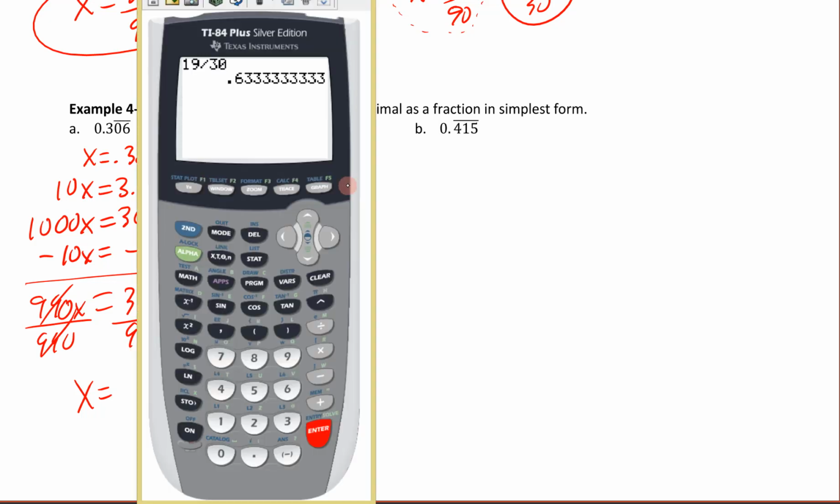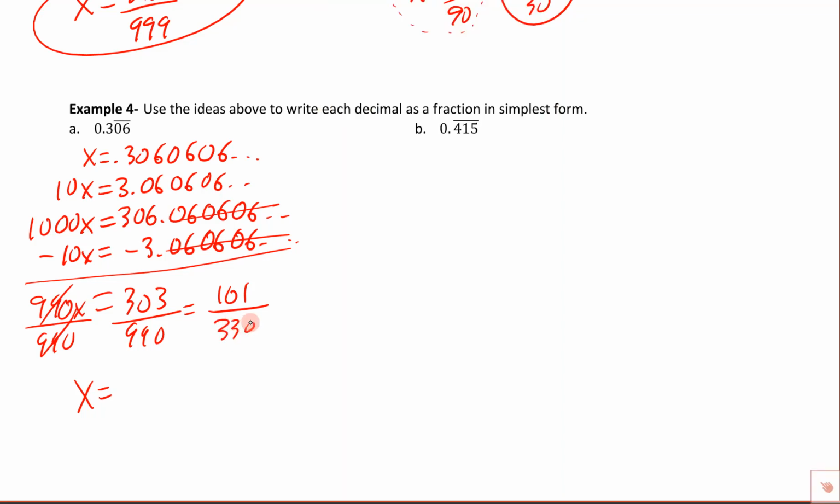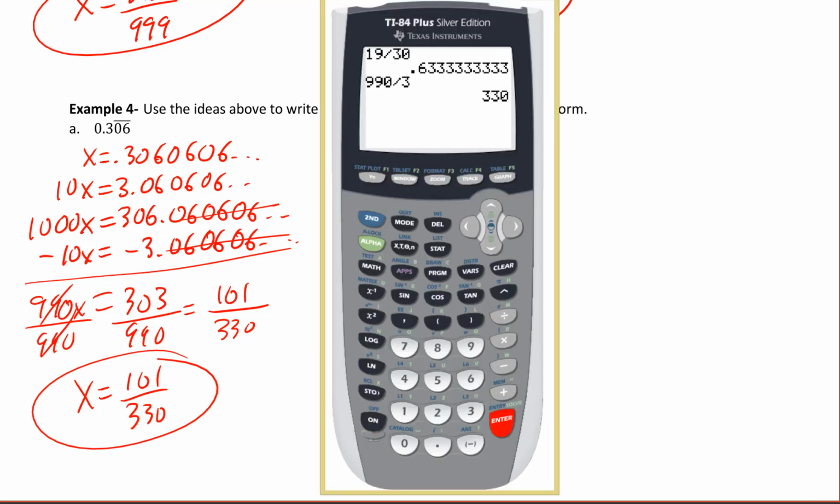I'm just going to grab that on the calculator, and let's check and see. Let's see, 990 divided by 3. You might know what it is. It's 330. So 101 divided by 330. And let's see, we'll check this, 101 divided by 330, and what we're hoping is that's a 0.3 and then 0.6s after that, and take a look at that. And then again, we've talked about why that 1 is right there.